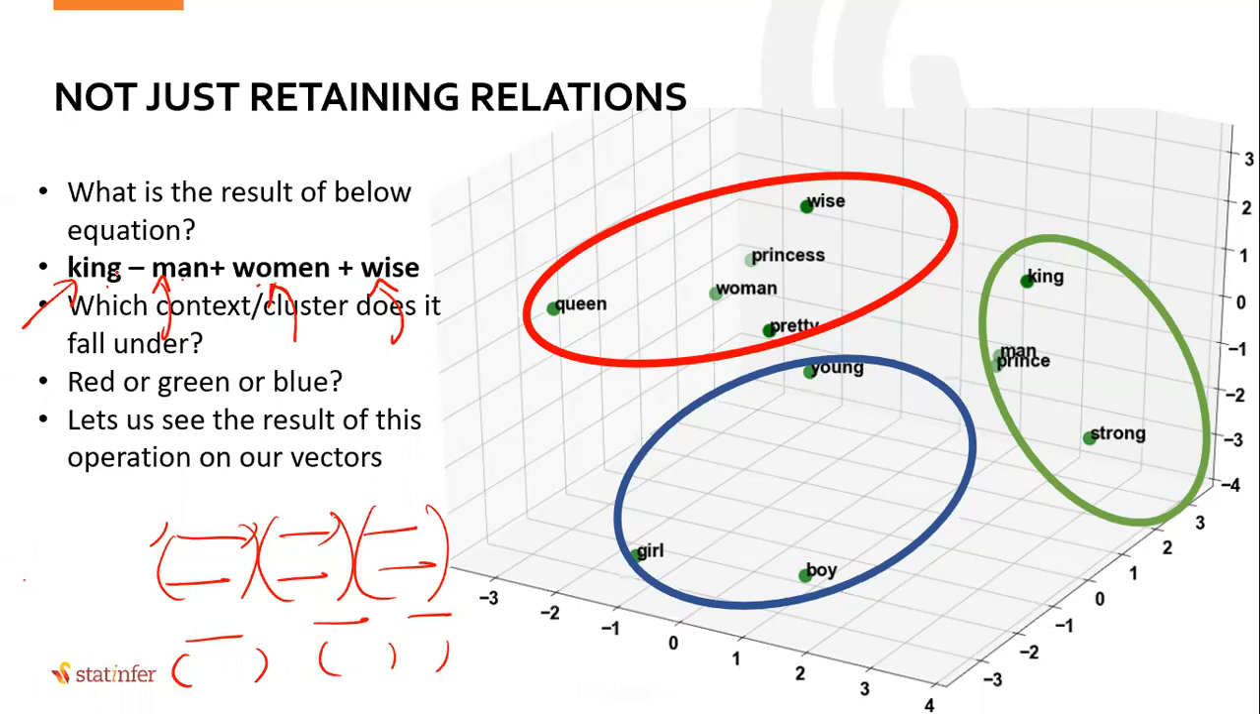You took king. From king, if you remove man, and if you add woman, if you add wise, if you look at it carefully, you will get to know that it has to be red, isn't it? It has to be somewhere here or here, because you are adding all the queen elements, you are removing all the king elements. Man element has been removed. If you add woman elements, then it will be falling here.